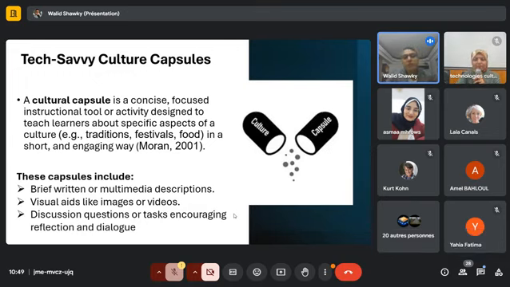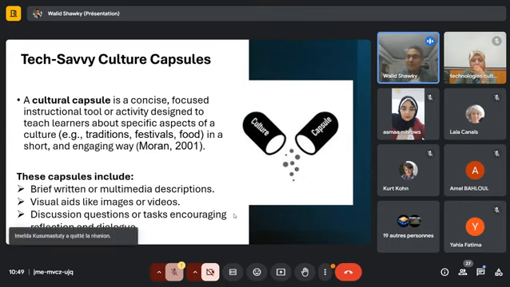So the cultural capsule, as we mentioned, is a brief and focused instructional tool. It's some kind of activity that the teacher can use at a specific time with his class to enhance the students' learning. We need to provide our students with a tool that initiates discussions that help students to talk in a specific context, and it has to be related to the course book.